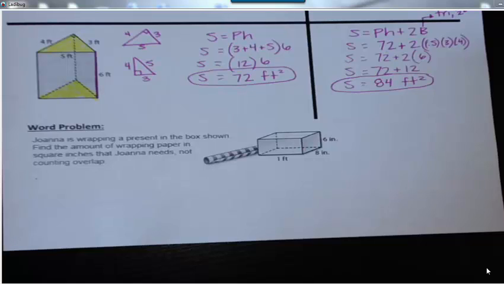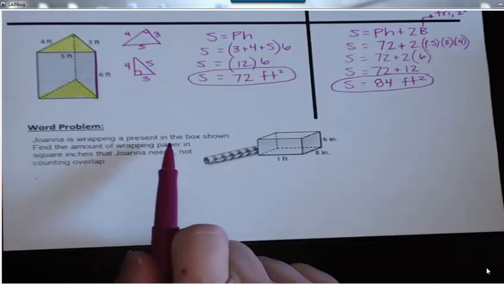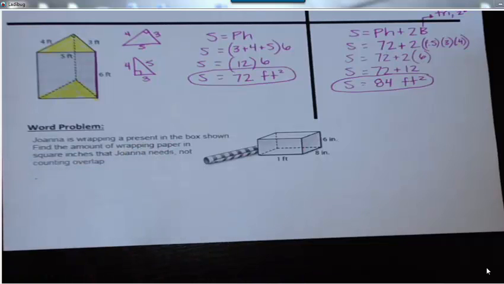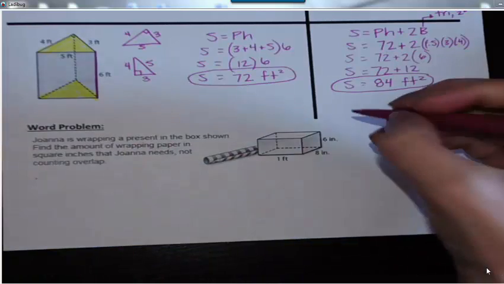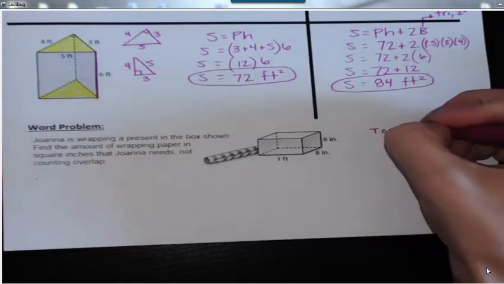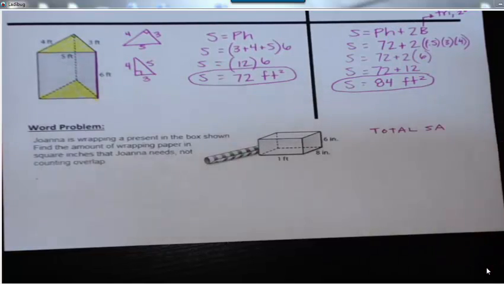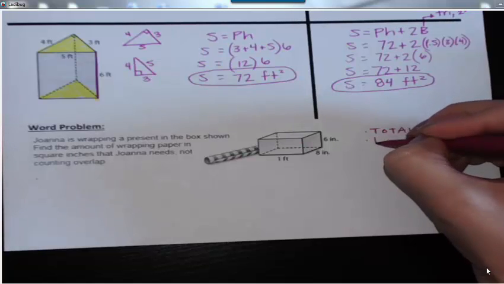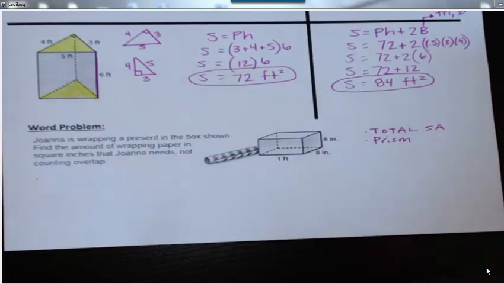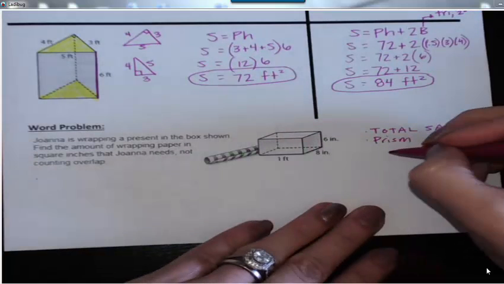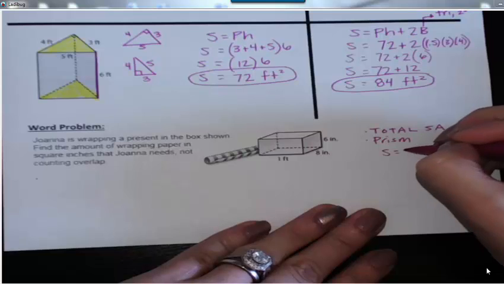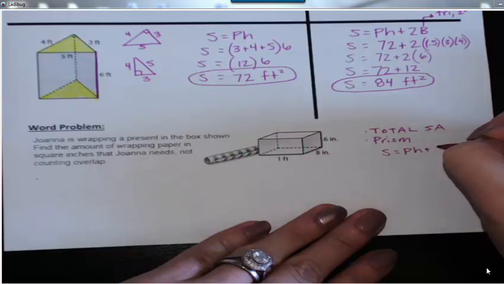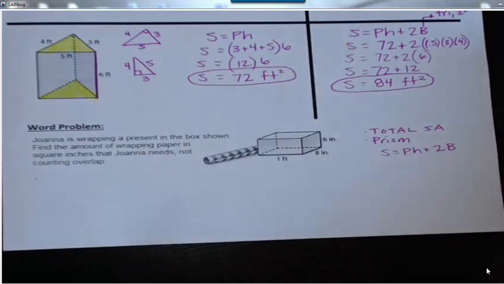So first step is I need to determine if I'm solving for lateral or total surface area. Well, if I'm wrapping a present, I want to make sure the whole present is wrapped so they don't know what's actually in it. So I'm solving for total surface area here. And this shape is a prism based off of the picture. So the formula that I'm going to use is S equals capital P times H plus 2B.